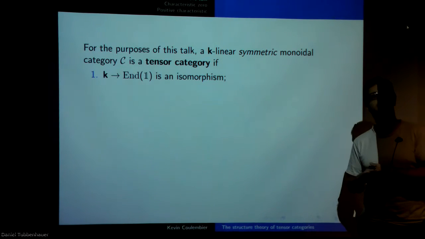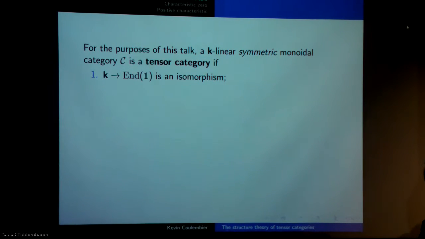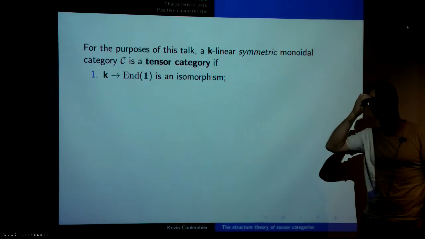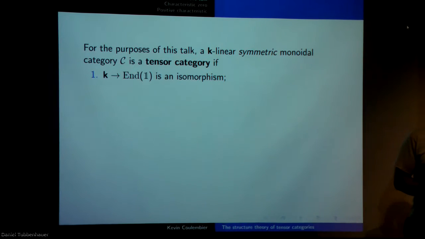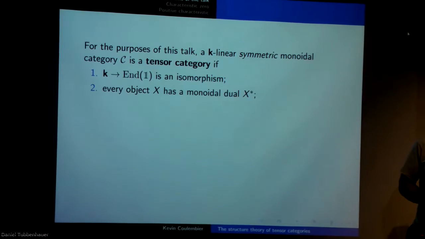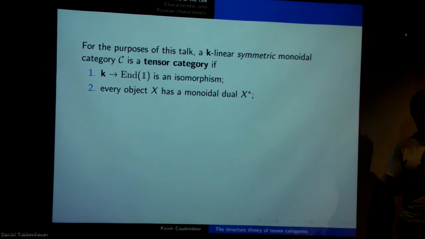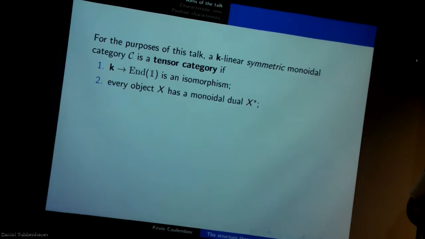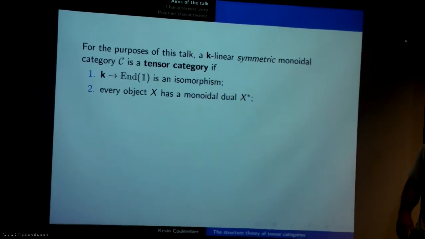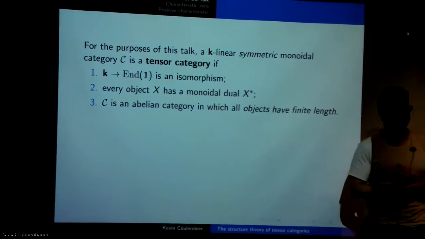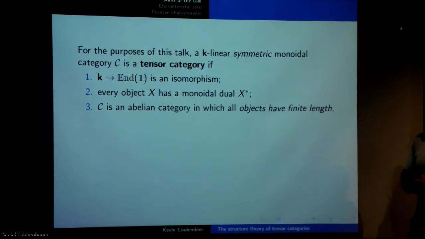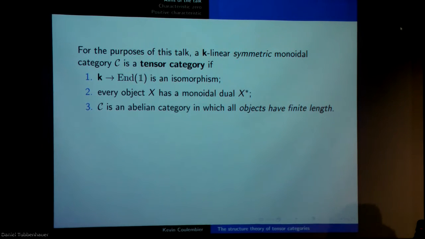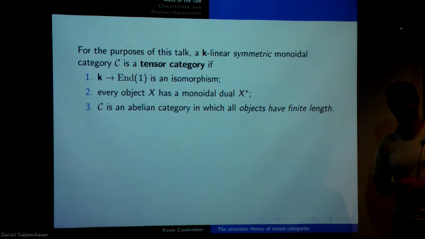This, but for this talk, it is K-linear. So I'll take K to be an algebraically closed field. Not important that it's algebraically closed, but it just makes things slightly easier. I want the endomorphism of the tensor unit to just be the field. Every object should have a dual, so it's symmetric, left and right dual are the same. And it's an abelian category where objects are expected to have finite length. So these are the axioms for tensor category that I'll follow.